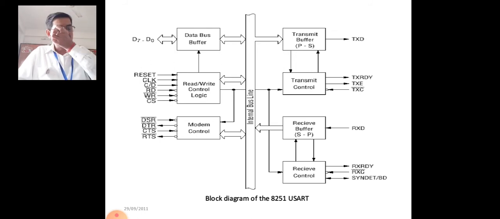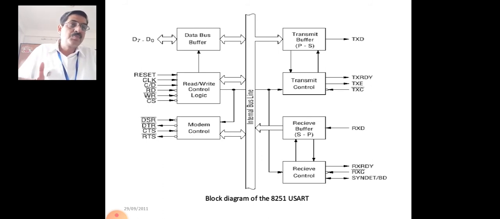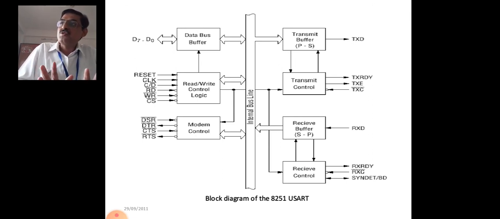The next part is transmit control. This part controls the operation of the transmitter. The TXRDY signal, transmitter ready, shows the CPU that the transmitter is ready to transmit data. TXE means transmitter empty. This signal is also sent to the CPU to show that the transmitter has no data to transmit, so it requests the CPU to please send the data for transmission.